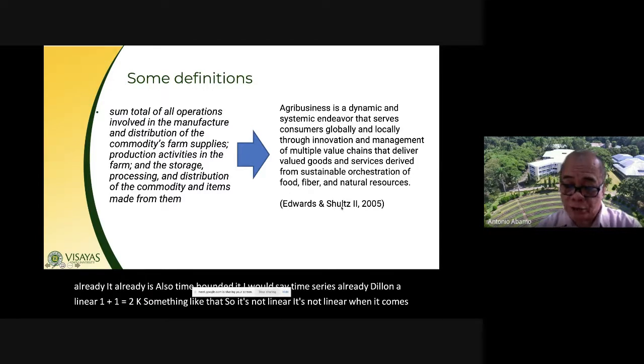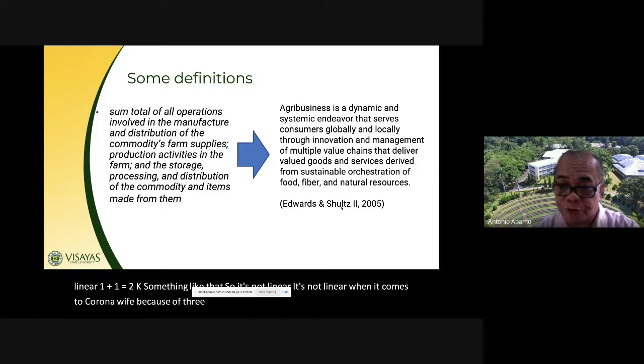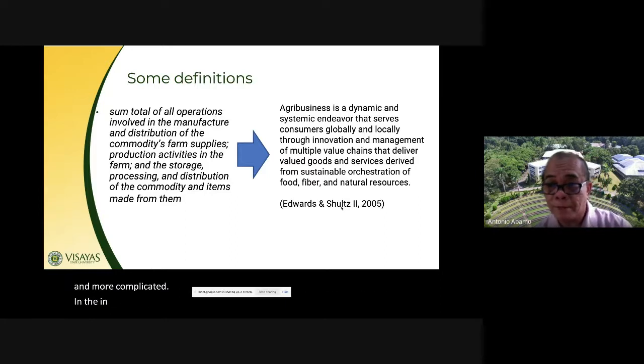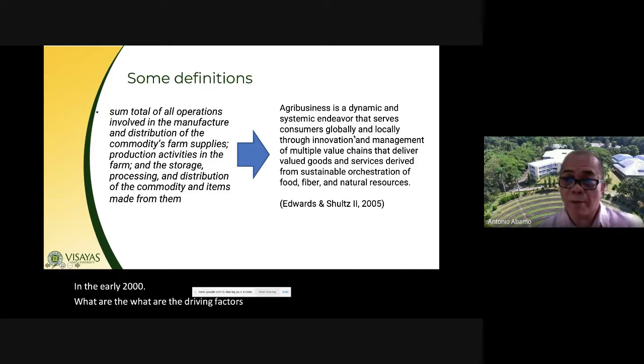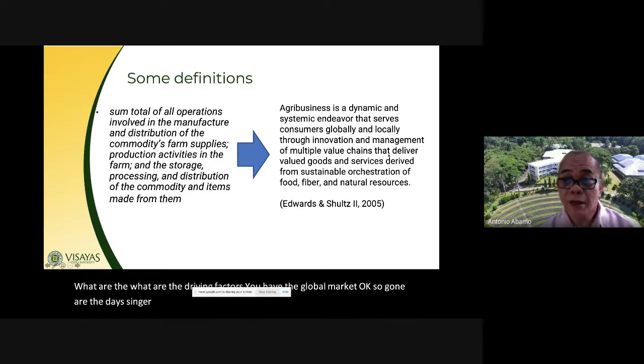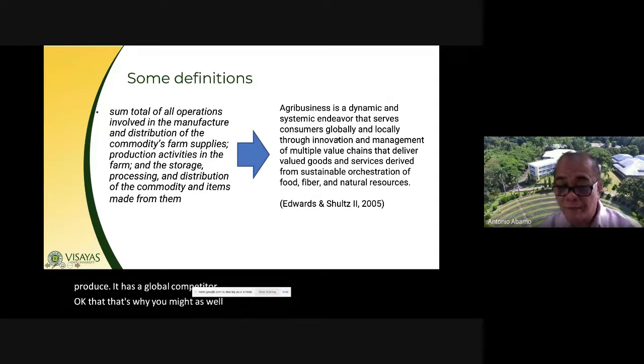Why? Because of three important factors. Agribusiness has become more and more complicated in the early 2000s. What are the driving factors? You have the global market. Gone are the days when we only traded locally. Now, anything you produce has a global competitor. That's why you might as well produce something that conforms to global standards.